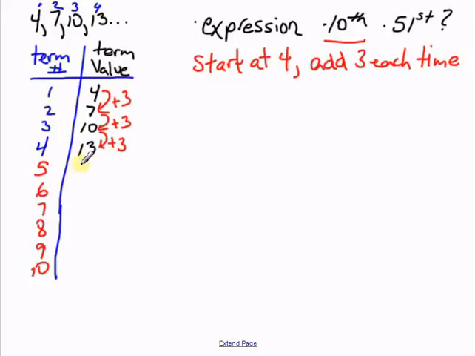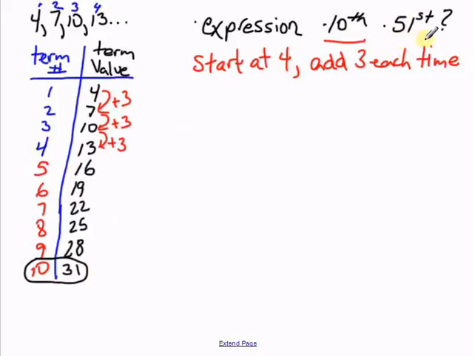So 13 and 3 is 16. Add 3 more to get 19. Keep going. 22, 25, 28, and 31. So there's the 10th term value. The 10th number in the pattern is 31. A lot of kids are comfortable with doing this. We can identify what the pattern is, what's happening to it, and just extend the chart.